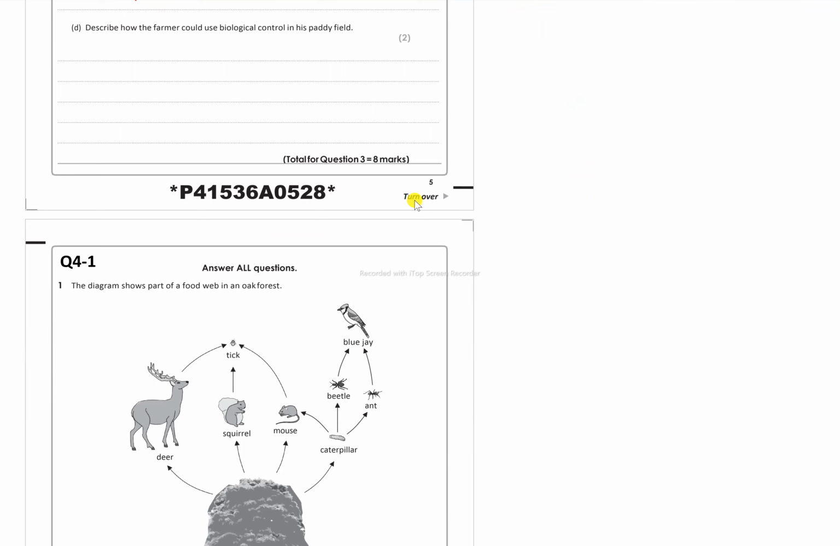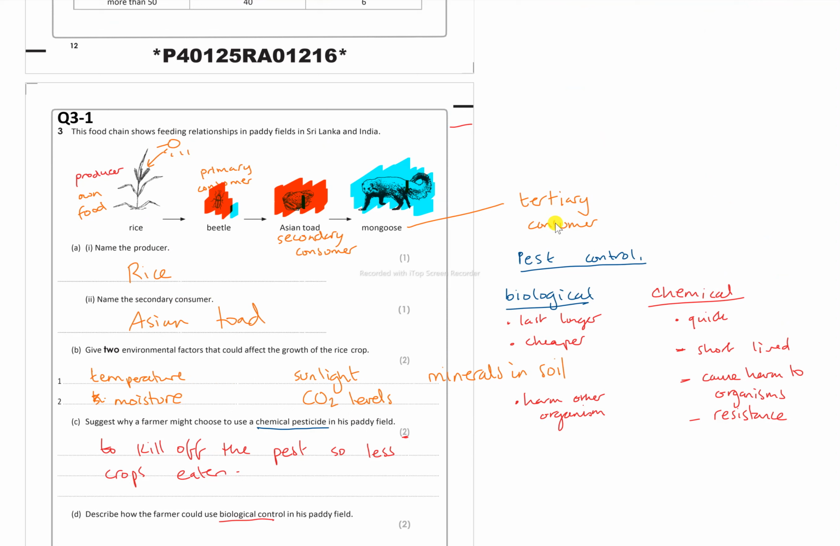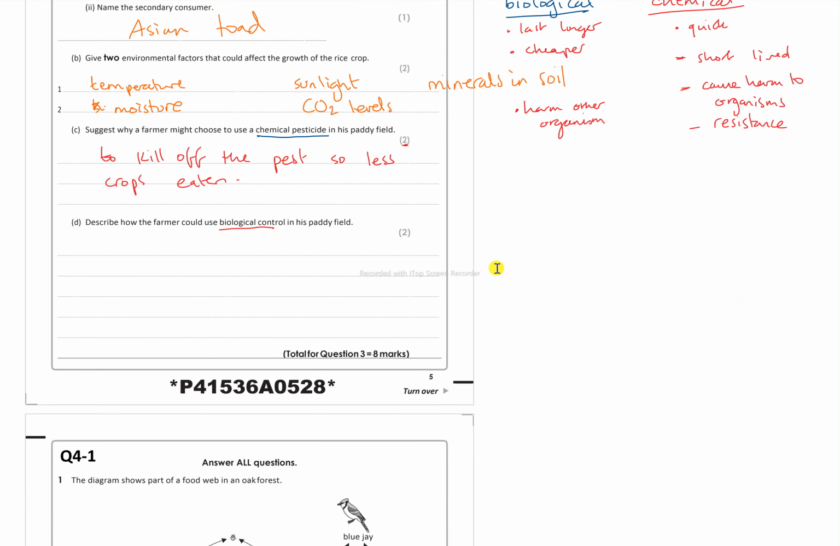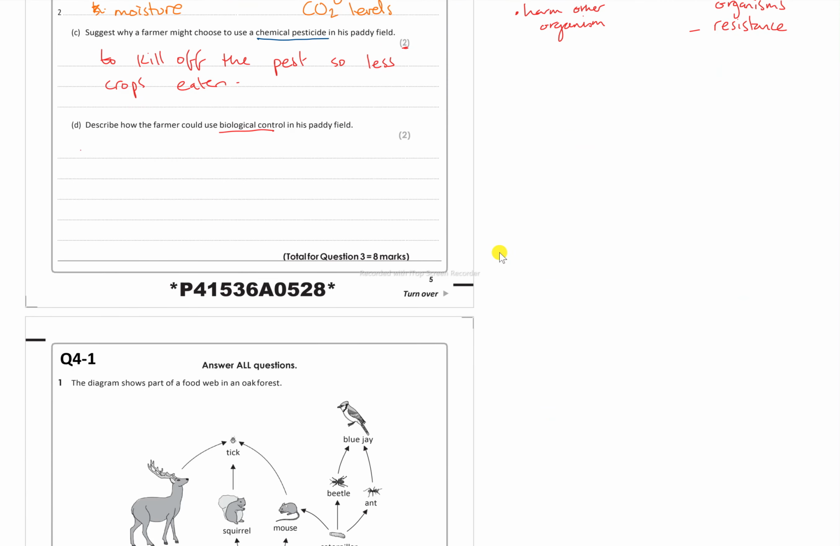Describe how a farmer could use biological control in his paddy field. So what he could do, remember what we said here, he can either reduce the number of mongoose, or he can increase the number of Asian toads. Increase the number of Asian toads, so more beetles eaten, so less crop damage.